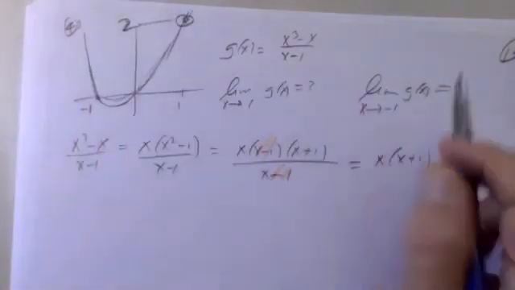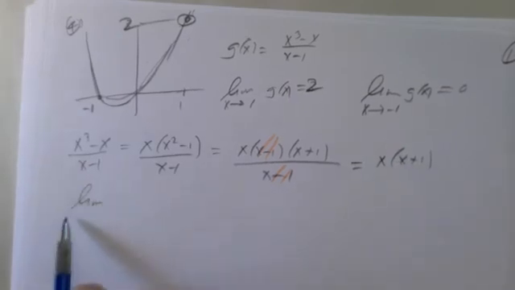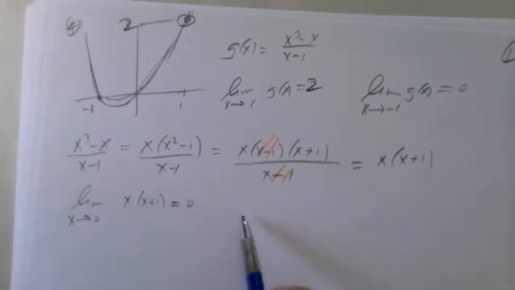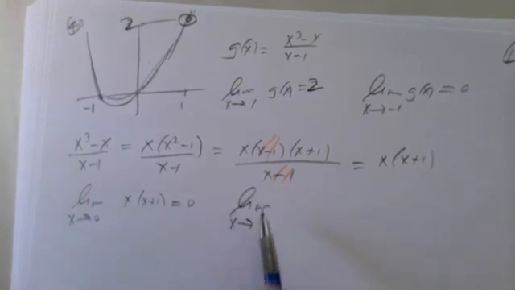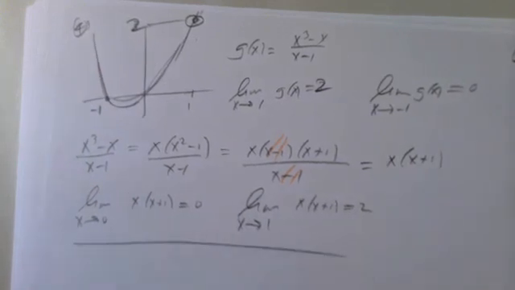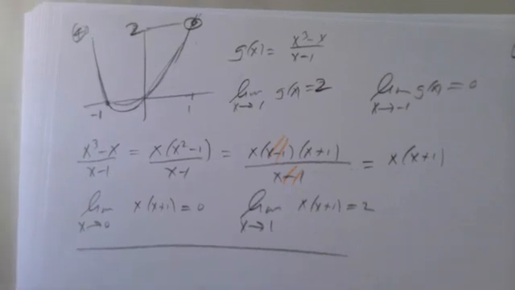Oops, looking at the graph, you get x times x plus 1. Obviously, I got confused. And then it's clear because the limit as x goes to 0 of x times x plus 1 is 0. And the limit as x goes to 1 of x times x plus 1 is 2. So that's what they wanted you to do. Get the limits visually and then get them by simplifying the function. Okay, thank you.